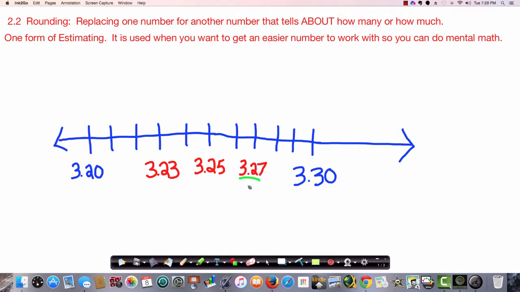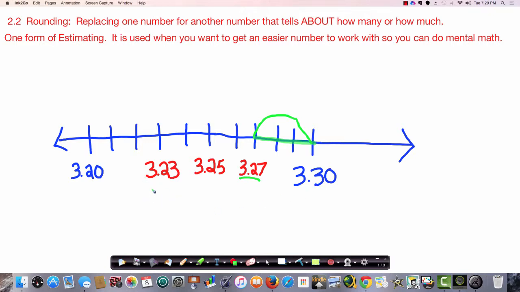So in this case, we have 3 and 27 hundredths. And we want to see if it's closer to 3 and 20 hundredths or 3 and 30 hundredths. So if I highlight this area here, it's quite easy to see that it is closest to 3 and 30 hundredths. And so let me draw a line so we can see it another way. If I draw a line here, it is quite obvious that that is closer to 3 and 30 hundredths than to 3 and 20 hundredths. So I would use 3 and 30 hundredths.